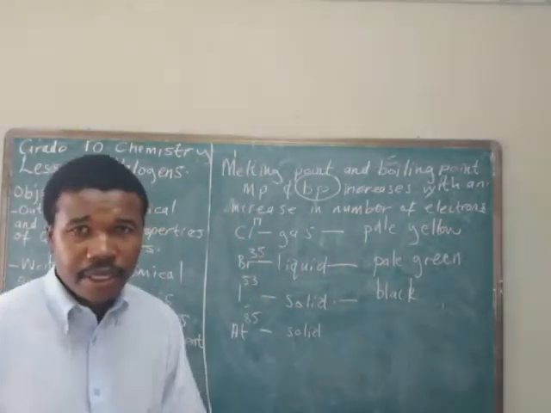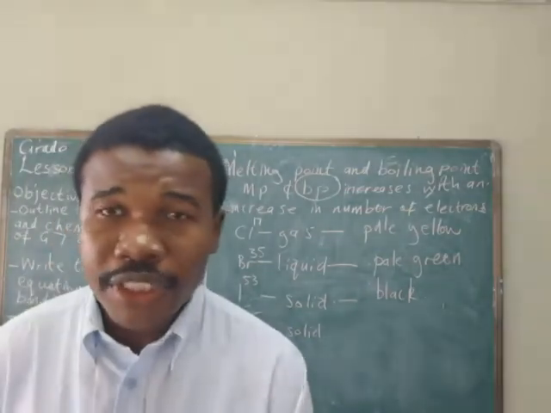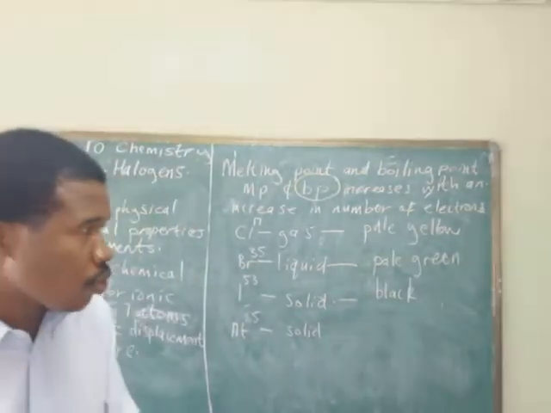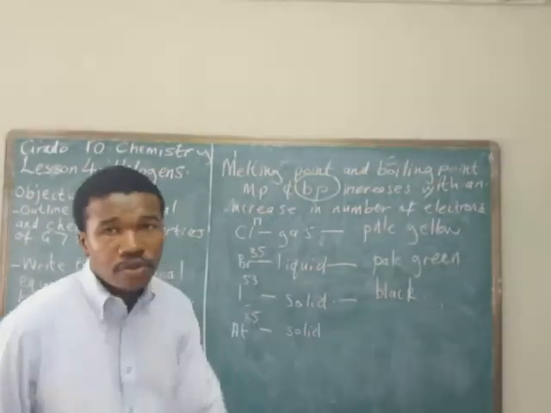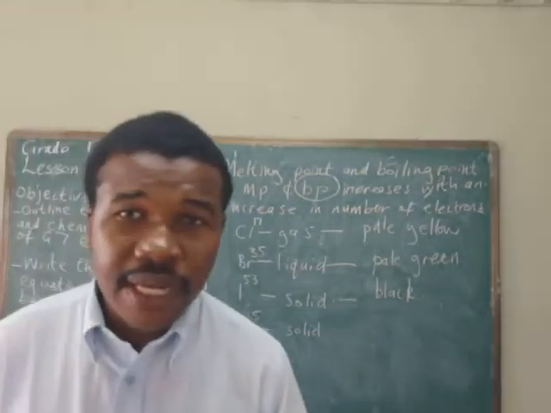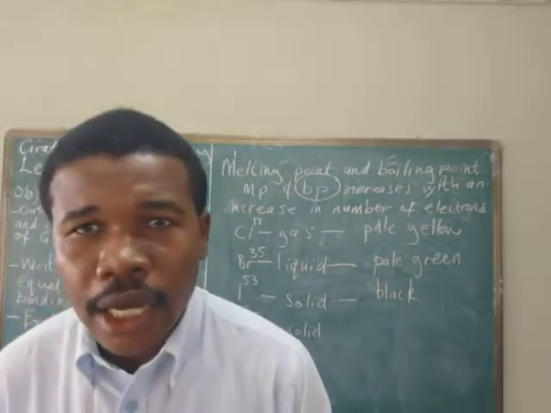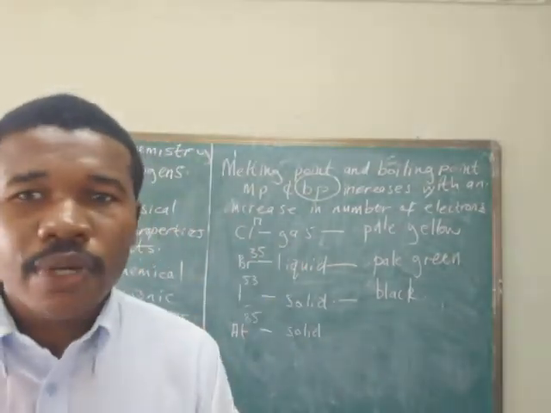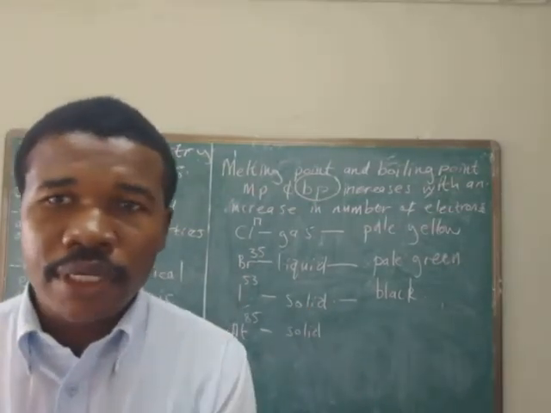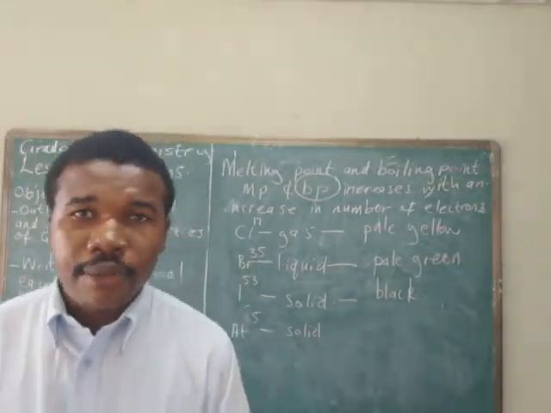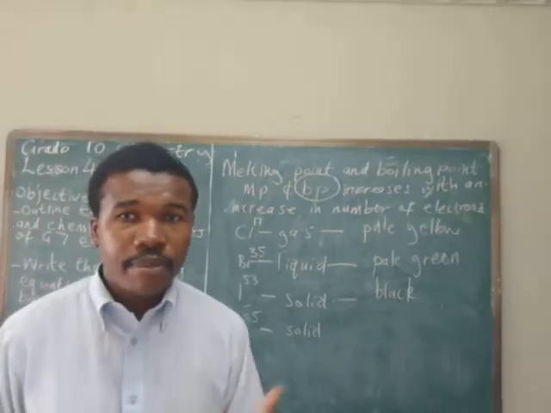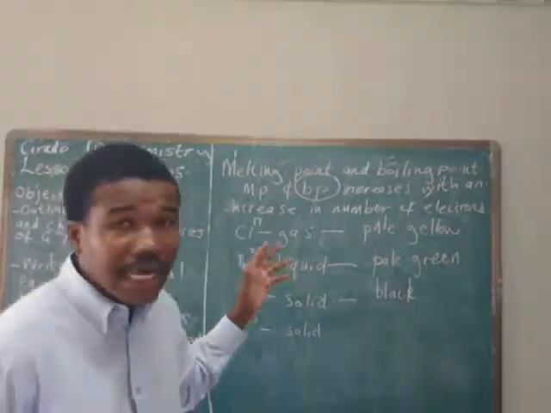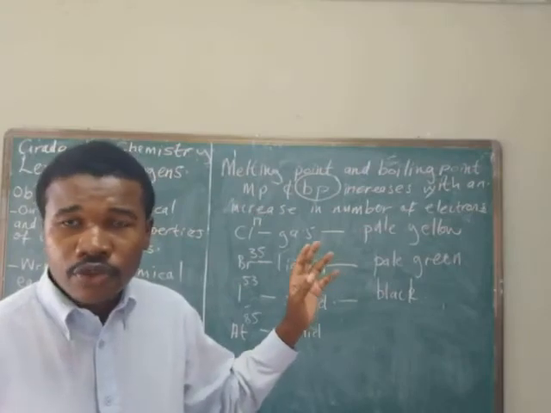MP and BP, melting point and boiling point, increase as you go down the group. And if you were told that you have a group 7 element and it is green in color, which element is this one? And then you say, which one was pale green, by the way? Then you remember green, bromine. Black, iodine. Chlorine, pale yellow. So you just allow yourself to remember, right?